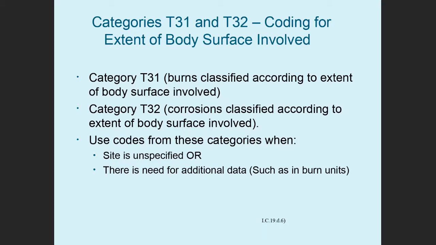We've discussed burns and corrosions for specific sites. However, categories T31 and T32 are used for burns and corrosions to indicate how much of the patient's body was affected, the extent of body surface that was injured. T31 is for burns, T32 is for corrosions. Now, when do you use these codes? Well, the guidelines state you use these codes when the site is unspecified or when there's a need for additional data, such as in burn units. But if you have the information, it's probably a good idea to go ahead and use it.